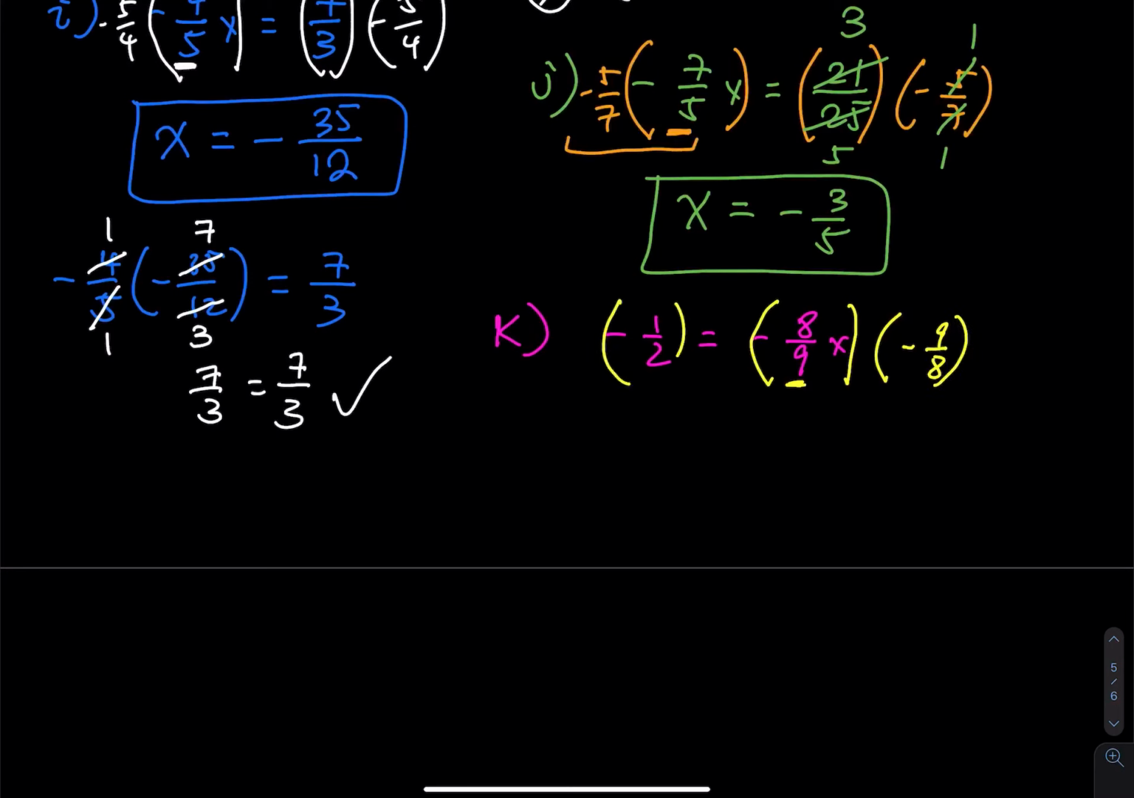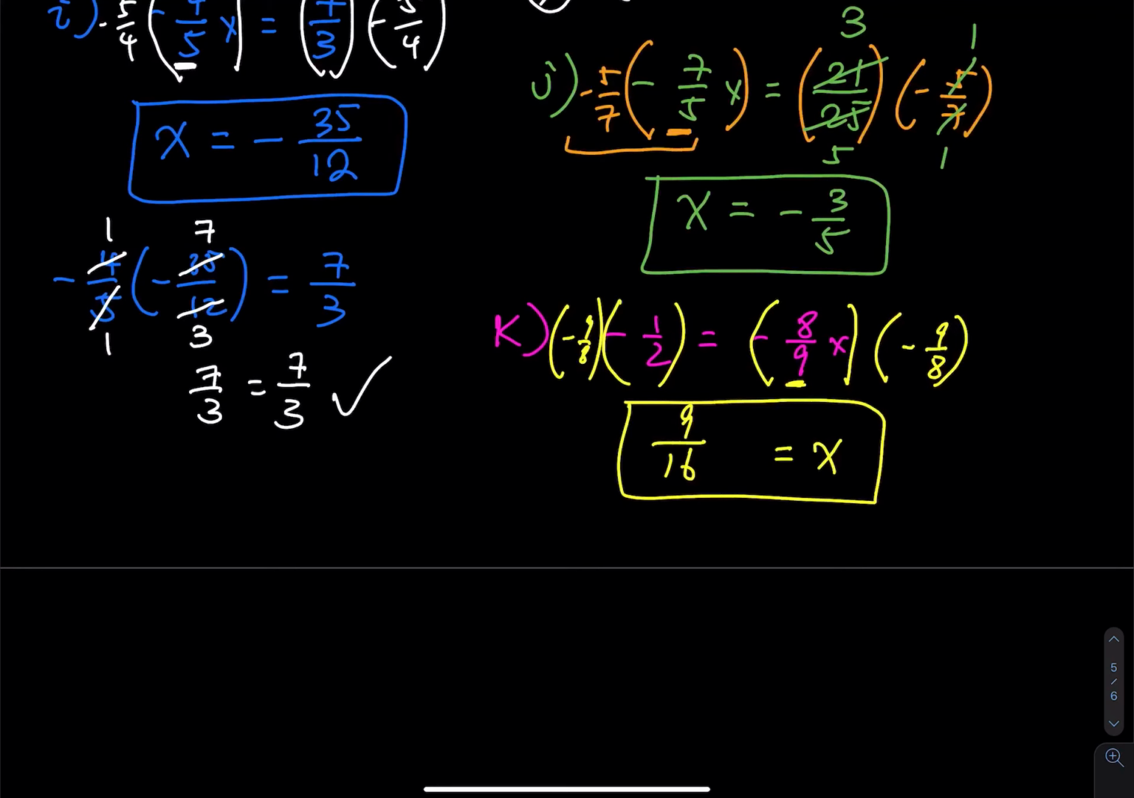This is negative 9 over 8. Okay, the 8s and the 9s, they got cancelled. Negative times negative is positive. This equals x. And then negative times negative is positive. Then we have 9 over 16. And this is my answer.